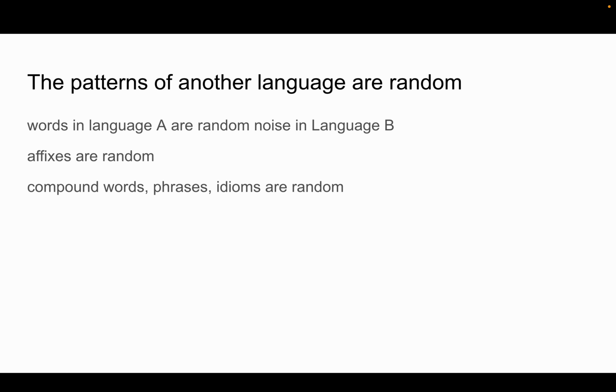The sequences of sounds or words in one language are just random noise in a language B. This is why when someone speaks in a language that you are not familiar with, you cannot pick out any words, you cannot make out any meaning, because the sequences of the sounds that they use to create words and the sequences of words they use to create sentences are completely random in your language.